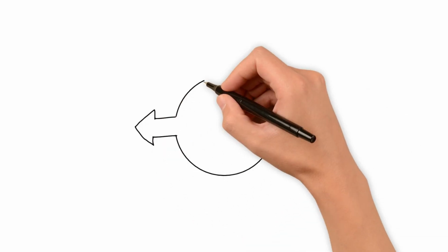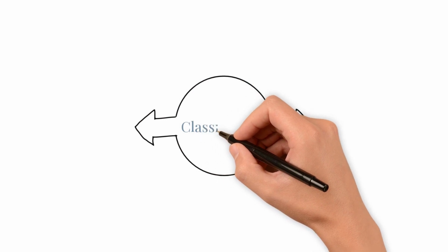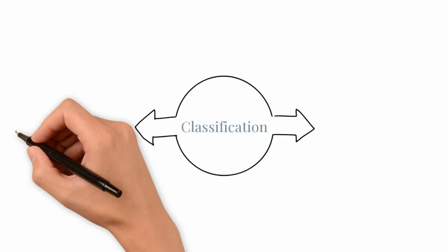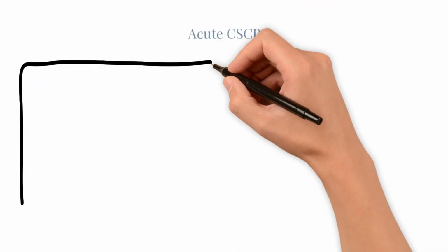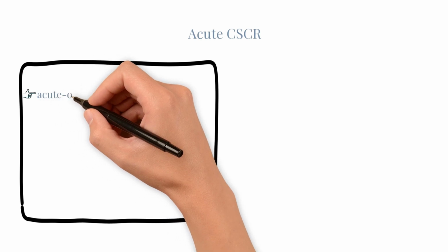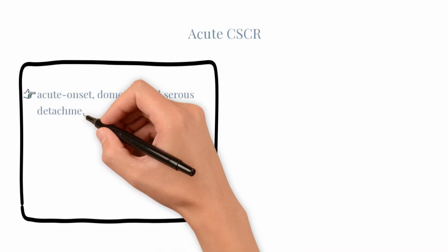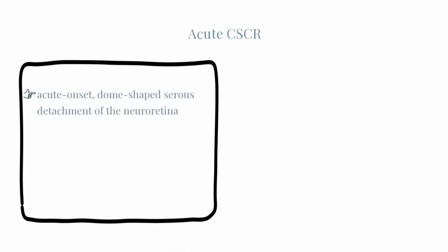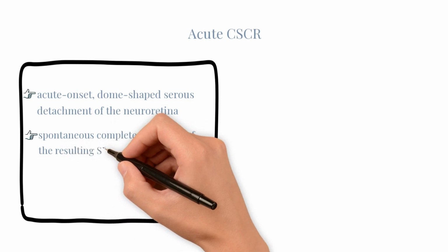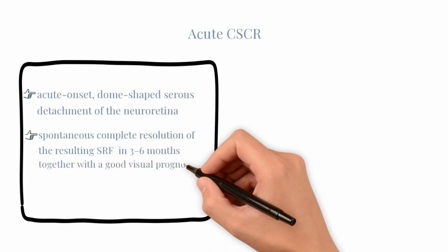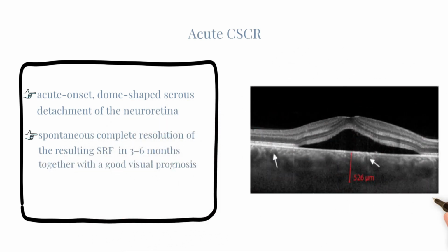CSCR is commonly divided into 2 categories based on the duration of symptoms, the extent of leakage on angiography, and the presence of retinal pigmented epithelium atrophy. Acute CSCR is defined as an acute onset, dome-shaped serous detachment of the neuroretina. Fortunately, most patients with acute CSCR will have spontaneous resolution of the resulting subretinal fluid in 3 to 6 months together with a good visual prognosis. The OCT image shows presence of foveal subretinal fluid overlying a thick choroid.